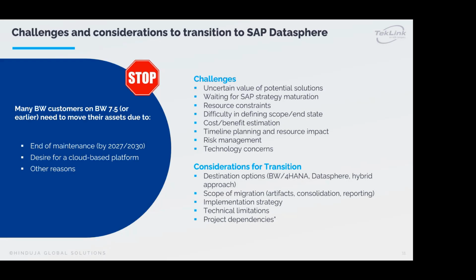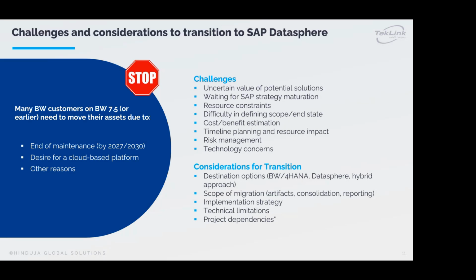These include uncertain value of potential solutions, like waiting for clarity on SAP strategy, sometimes those type of challenges. If you don't know what will happen on the BW side and some integration points, sometimes you have challenges with resource constraints, difficulty in defining the scope and state, cost-benefit estimations, time planning, risk management. Those are a few challenges you may need to consider from the project perspective.